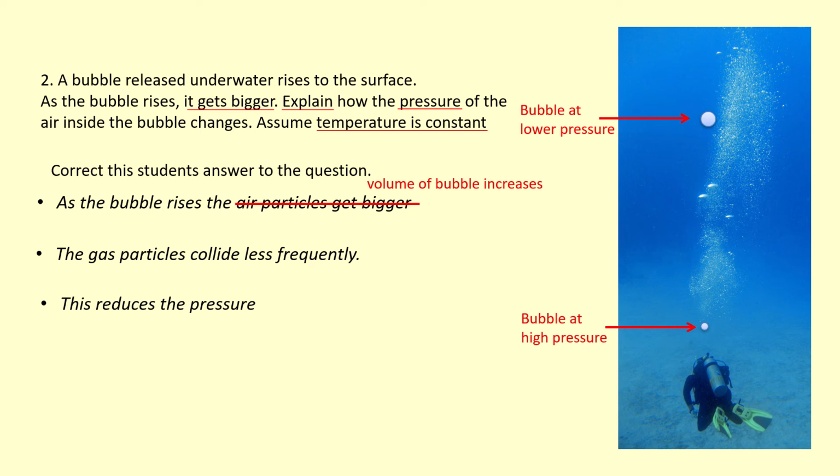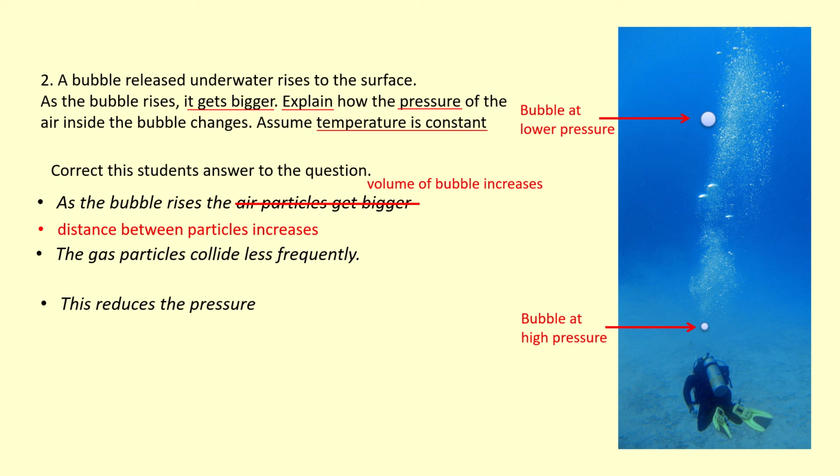Then the student has said the gas particles collide less frequently. Now this is true, however, they skipped a step: explaining why they collide less frequently. This is because the gas is taking up more volume, so the distance between the particles increases, and they're traveling at the same speed because the temperature is constant. So the particles still move at the same speed, and they're going to collide less frequently.